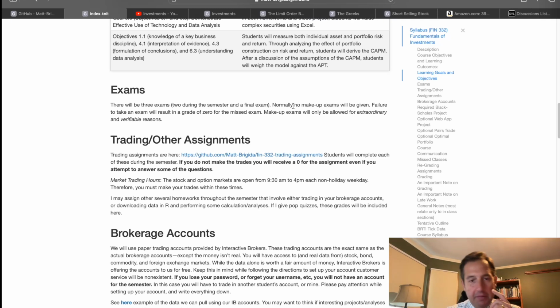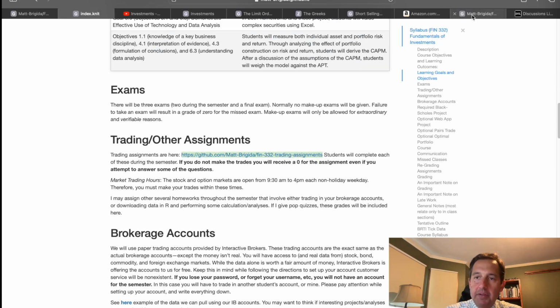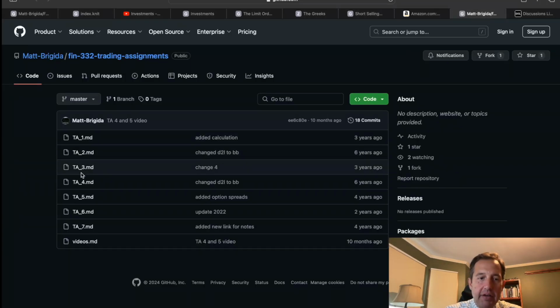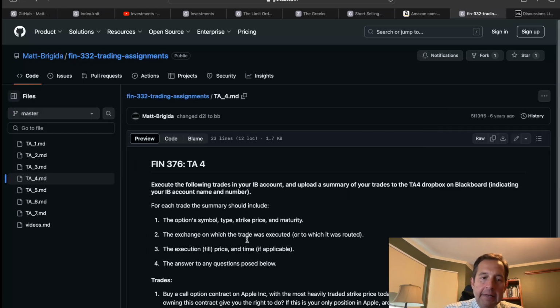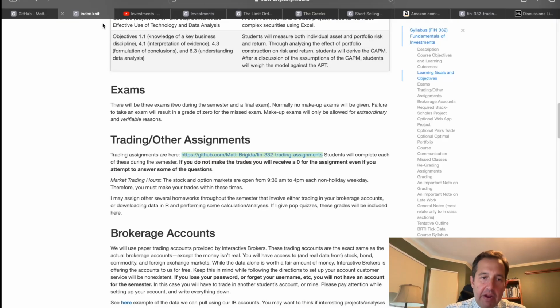Trading assignments. These trading assignments are hosted on GitHub, so you can see all of the trading assignments now if you'd like, right? So trading assignment 4, it's here. One of the things I should mention is in the course, I'm going to request paper trading accounts from Interactive Brokers. So you'll sign up for an Interactive Brokers account, and then you will make the trades in that account.